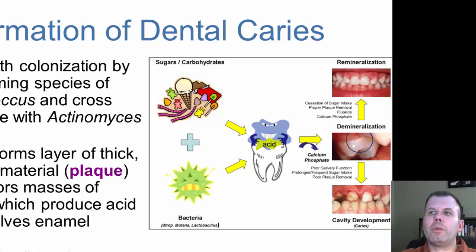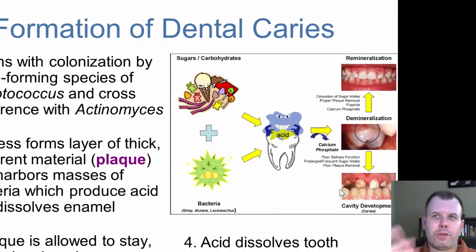Now, you can do a couple of different things. Adding fluoride to the water can actually cause a remineralization to promote stronger teeth. And again, lower the sugar intake, proper plaque removal, fluoride, and calcium phosphate will remineralize and strengthen the enamel. Whereas if you have poor salivary function, prolonged and frequent sugar intake, poor plaque removal, and poor dental care, you get serious tooth loss in this situation.